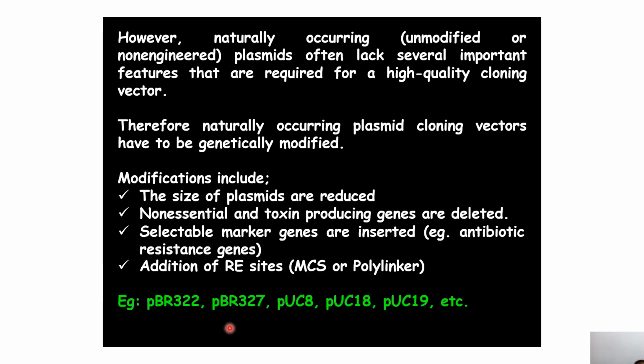However, naturally occurring plasmids, which are unmodified or non-engineered, often lack several important features that are required for a high-quality cloning vector. Therefore, naturally occurring plasmid cloning vectors have to be genetically modified, and these modifications include: the size of the plasmids is reduced, non-essential and toxin-producing genes are deleted, selectable marker genes like antibiotic resistance genes are inserted, and then addition of the polylinker or the multiple cloning site is also included, so as to give us an option to manipulate the plasmid to cut at different portions of the plasmid.